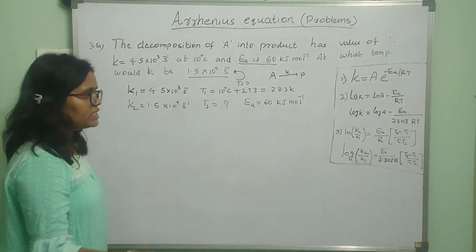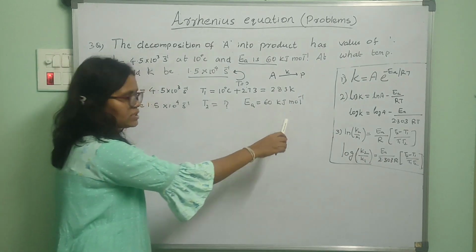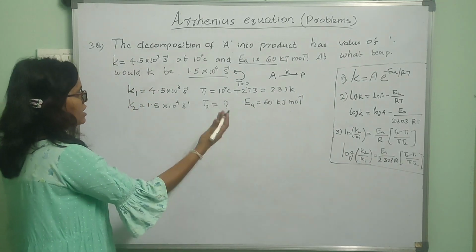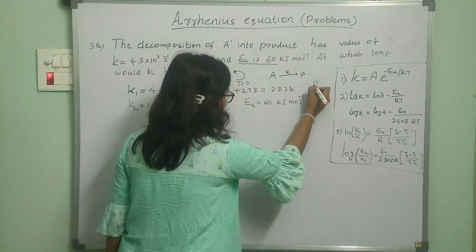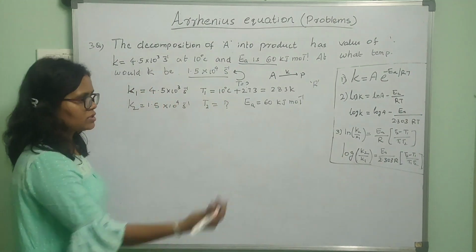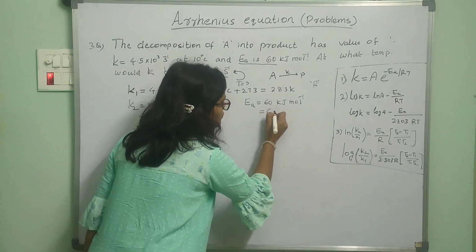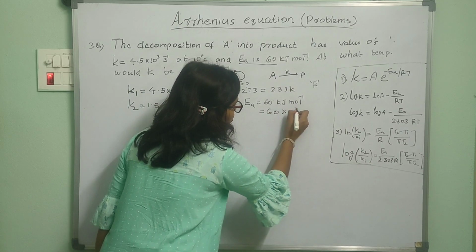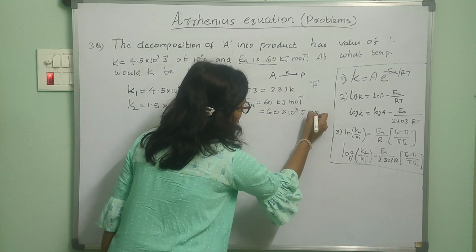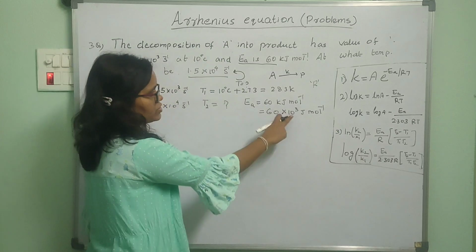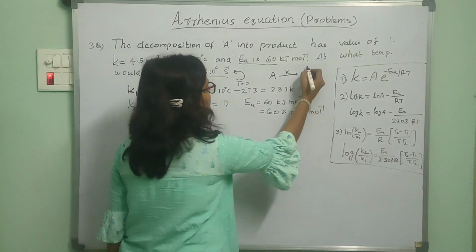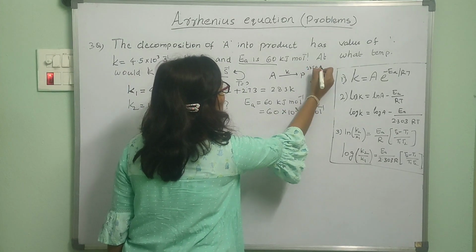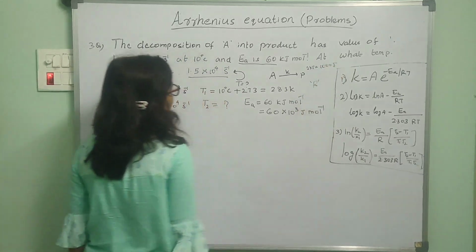So it is always safe to convert this activation energy in terms of joules, because you are going to use the value of R, which is in joules, so it's always better to first convert this into joules. Okay. So this would be 60 into 1000 joule per mole, because we know 1 kilojoule is equal to 1000 joules. Okay.